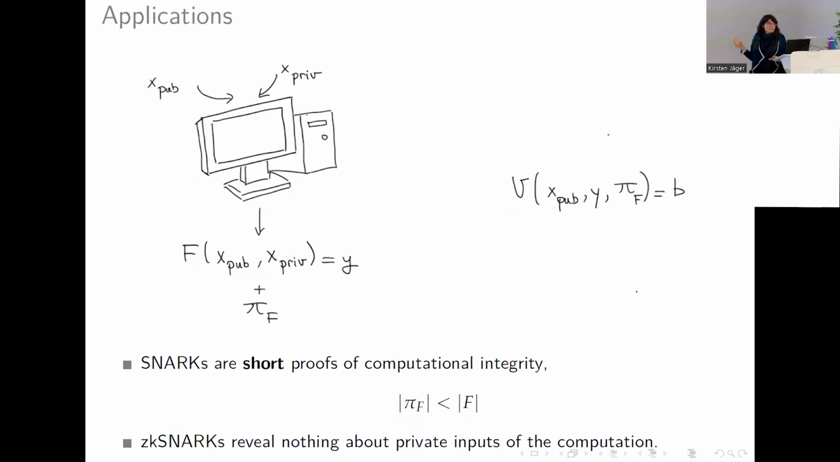And this is maybe the most important application. Then there's another fundamental application, which is in the case where there is also a private input to this computation: the SNARKs reveal nothing about these private inputs.